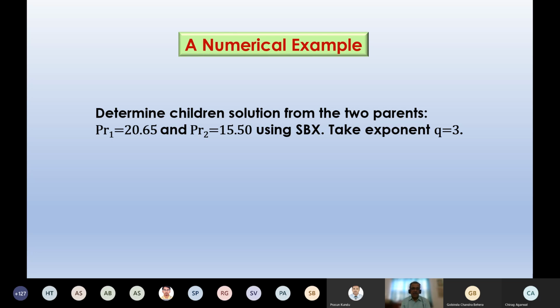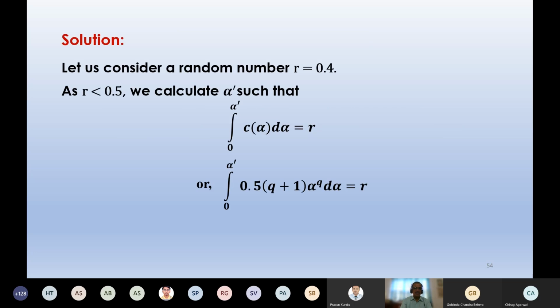Now to clear your doubt, if you have any, I'm going to take the help of one numerical example. The way I have designed this numerical example is very simple. We'll use SBX just to find out the children's solutions of the two parents, that is PR1 and PR2. PR1 is 20.65 and PR2 is 15.50. I'm going to use SBX, and the value of the exponent q I take equal to 3.